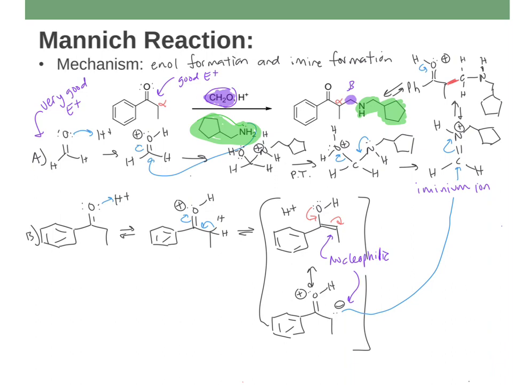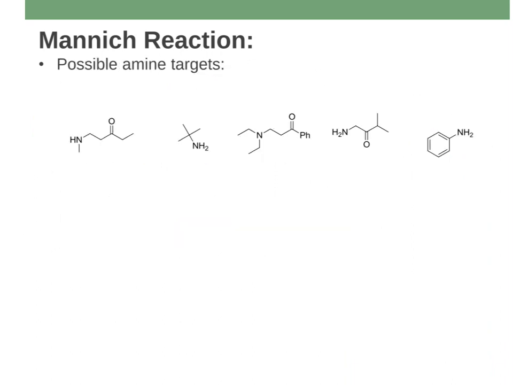So let's look at some examples. Here are some possible amine targets. The big thing to keep in mind is that we have to have beta amines. So if I look at this first one, here's my carbonyl, here's my alphas, here's my beta, and sure enough, on the beta carbon I have an amine. So this is a possibility. I could do that. Here, I don't even have a carbonyl, so that's out. Here's an alpha carbon, here's a beta carbon, that works out.